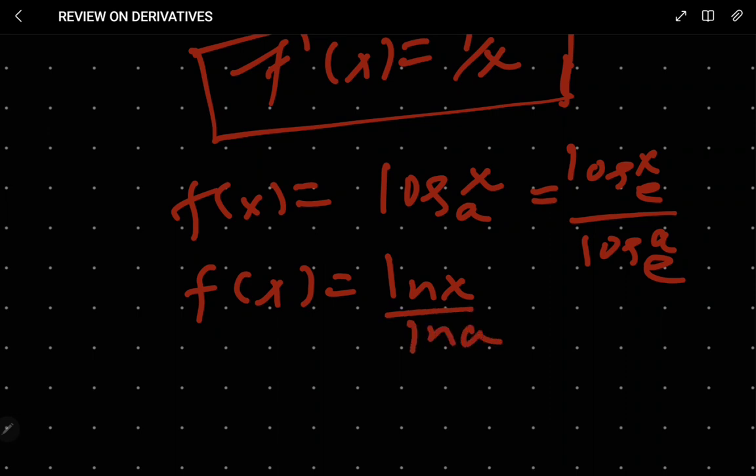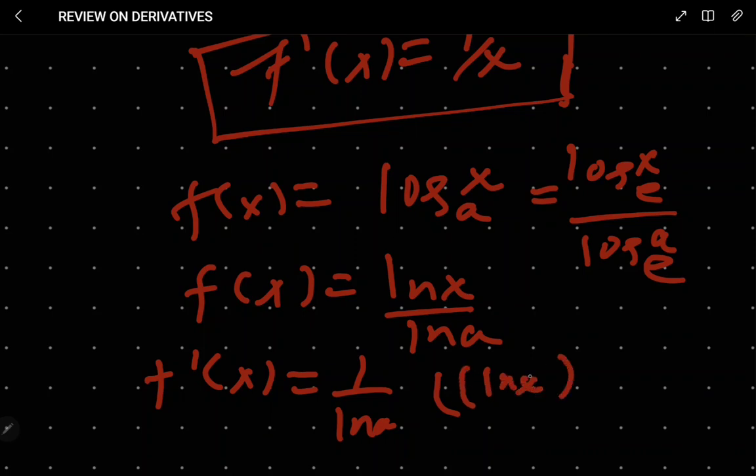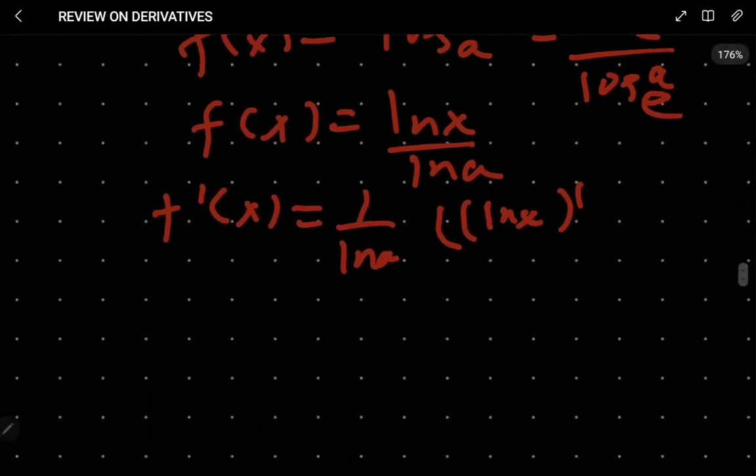This is how you write the function itself in the form of ln. So what is f derivative of x? You know this ln a is a constant, 1 over ln a, times what is the derivative of ln x? The derivative of ln x is 1 over x. So f derivative of x is equal to how much?